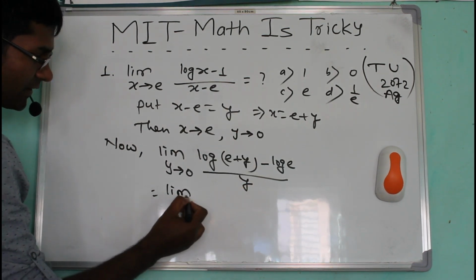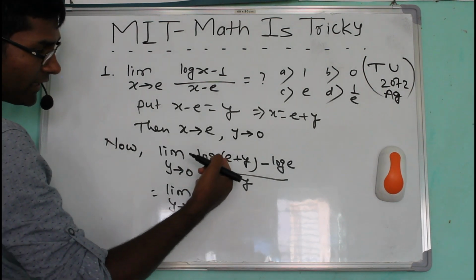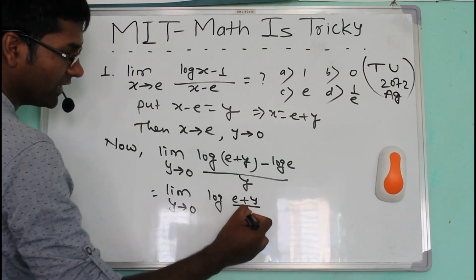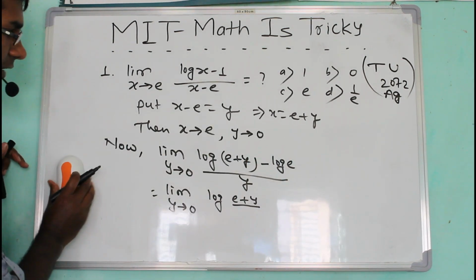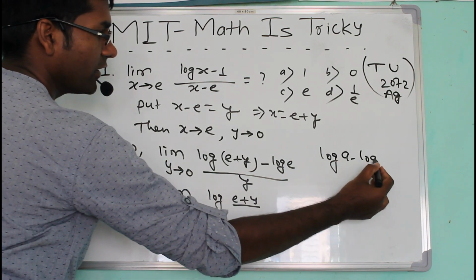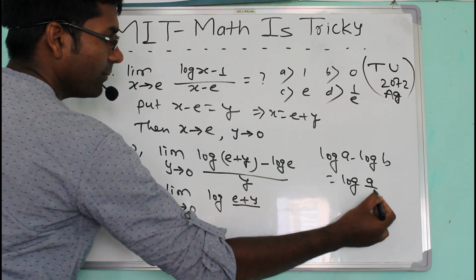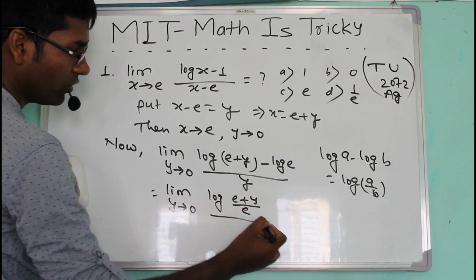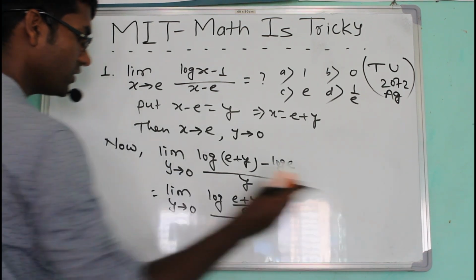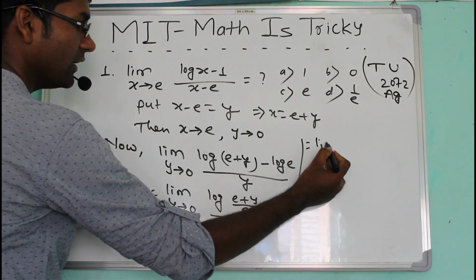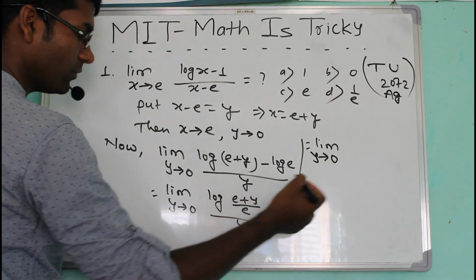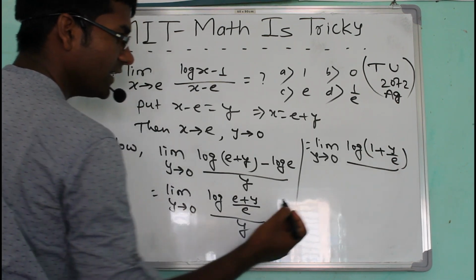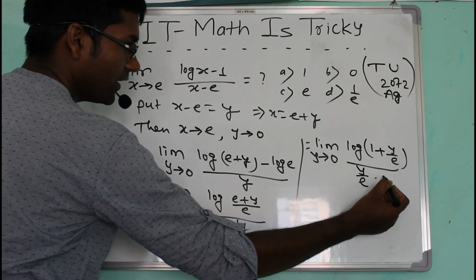Also we can write limit y tends to 0, and we use the formula log a minus log b is simply log of a by b. Same thing I'm using here, so it will be log of (e plus y) by e, and the whole divided by y. Now if you simplify this, you get limit y tends to 0 of log(1 plus y by e) divided by y, so to balance this we write y by e into e.